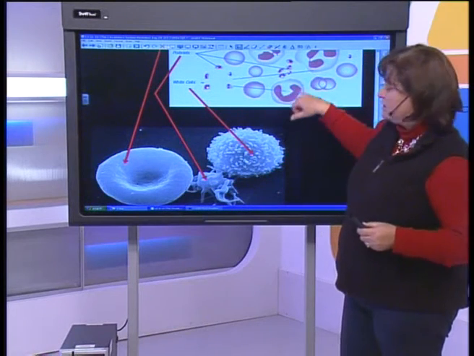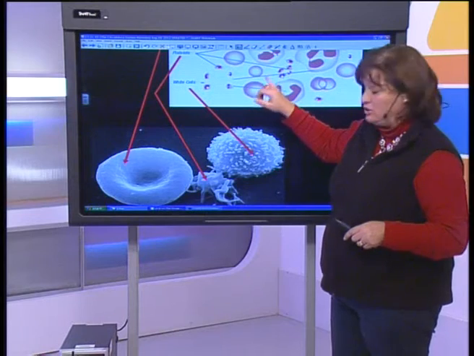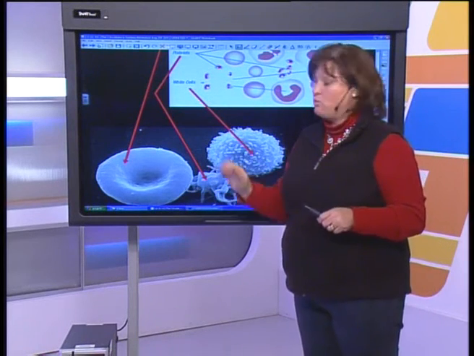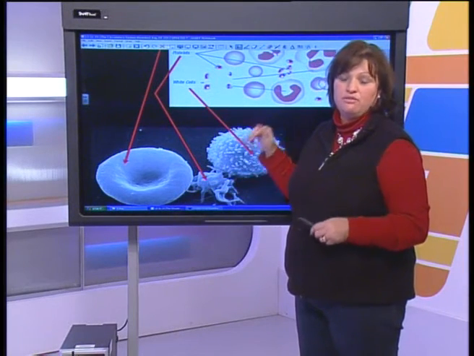When we look at the cells, the white blood cell has a larger nucleus. Red blood cell, no nucleus. The smallest of all of them are platelets. What do you need to know for each of those? Can you identify the structure and do you know the function?